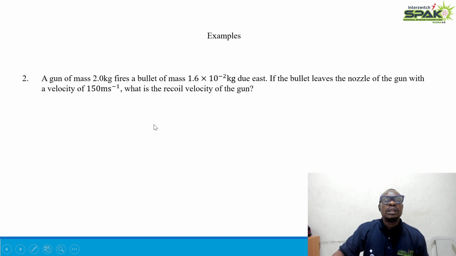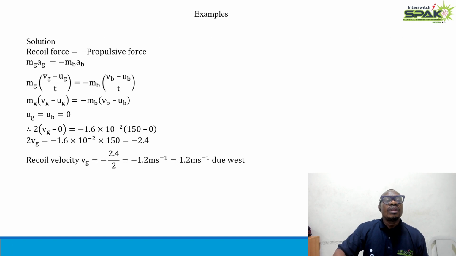Then the fundamental basis of the equation we have here, or the principle from which this question is deduced, is that the recoil force is equal to the propulsive force. So for the recoil force of the gun, we have the mass times acceleration of the gun, and for the bullet, we have mass times acceleration of the bullet.